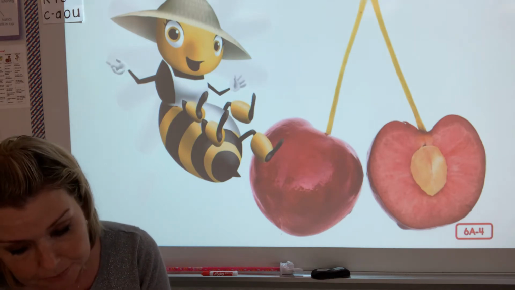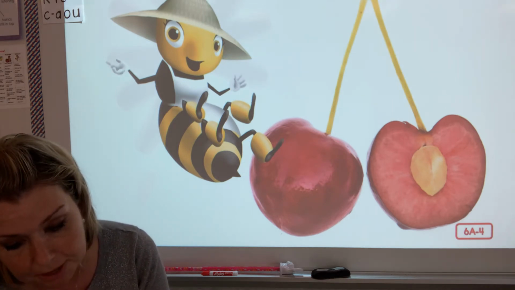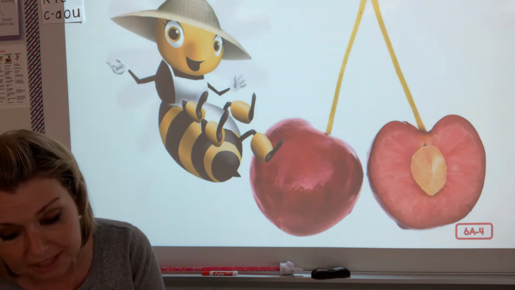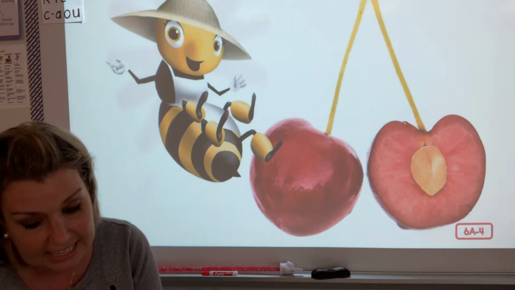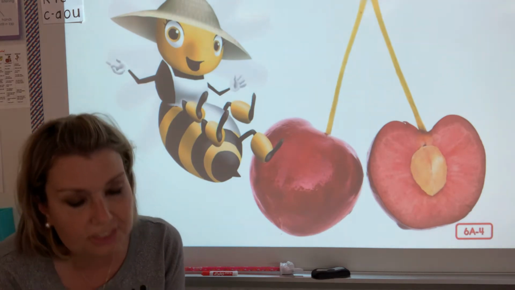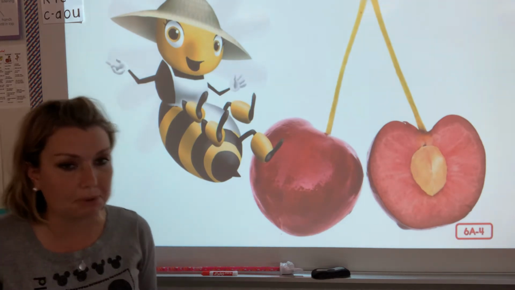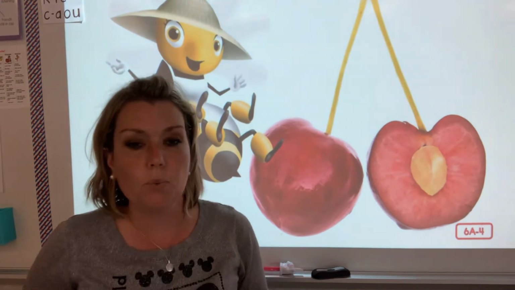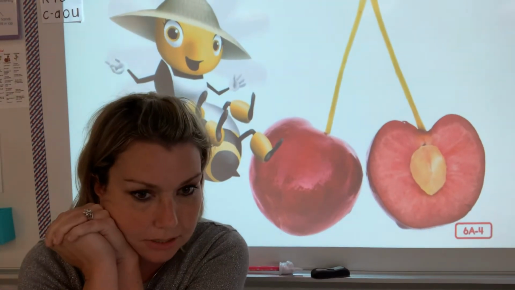The tasty part of the cherry that people eat is the soft fruit around the pit. To people, that seems like an important part of the cherry. But to the plant, the most important part is the seed that can grow into a new plant. Why do you think the seed is the most important part to the plant?